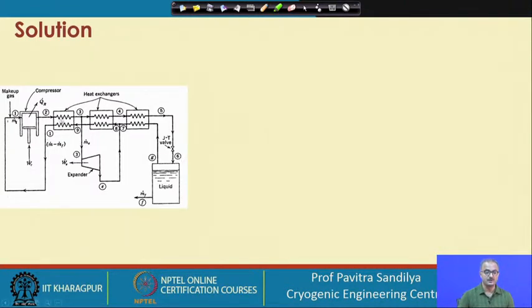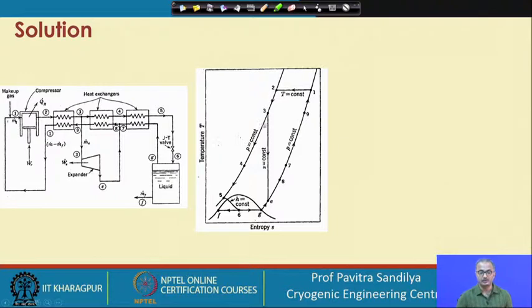Again, we recall that in this Claude system we have 3 heat exchangers. The gas is compressed isothermally, ideally, and goes to the first heat exchanger, from where we take a stream out, which is passed through the expander. It gets cooled and comes to the return stream. The rest of the stream is taken for liquefaction, and from here we withdraw the liquefied mass.